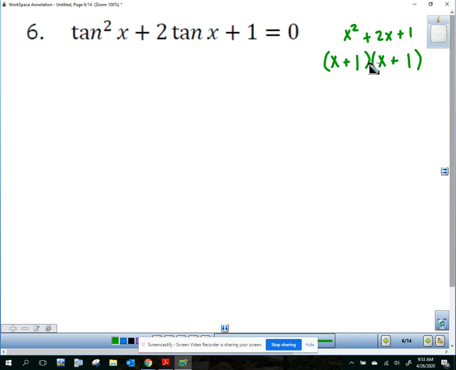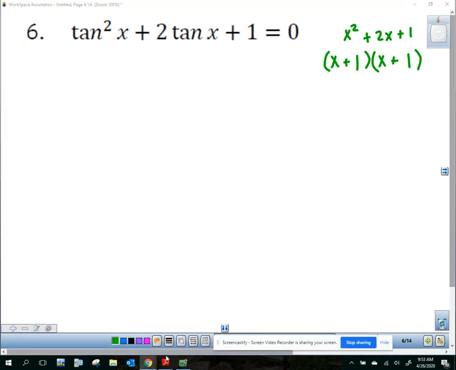Remember, you can check your factoring by foiling and see if you get back to your trinomial, which would be x squared, 1x and 1x would be 2x, and 1. So that's the factored form. Now, in terms with tangent, it's the same thing. We're just replacing the x with tangent of x. So we've got tangent of x plus 1 times tangent of x plus 1.